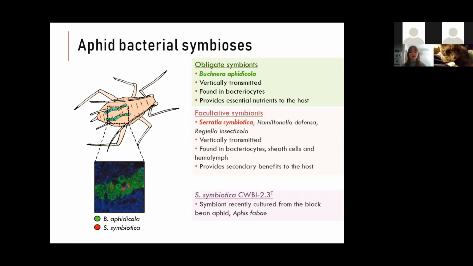One of those, Serratia symbiotica CWBI 2.3T, which is a very catchy name that I'll have to be referring to it by, was recently cultured from the black bean aphid by a different group that we were able to generously get this strain from. And that was cultured from the black bean aphid.